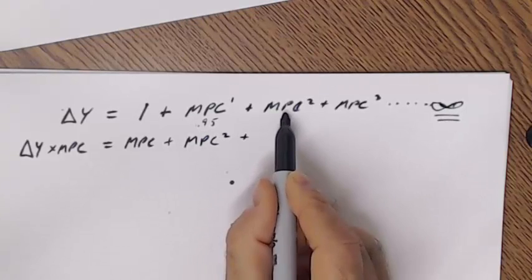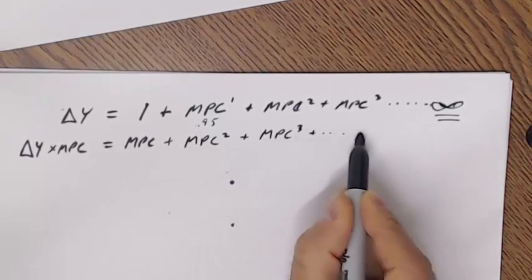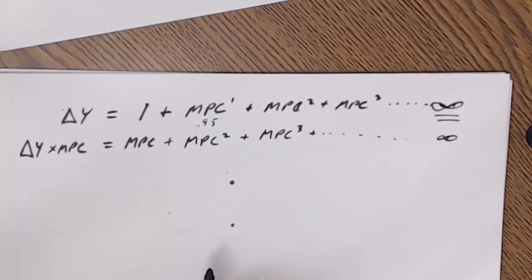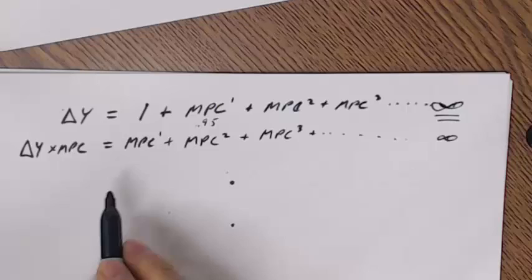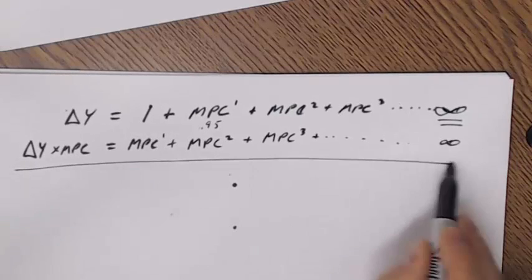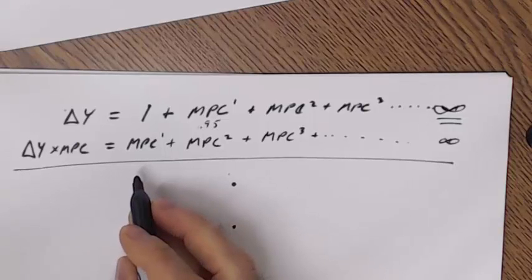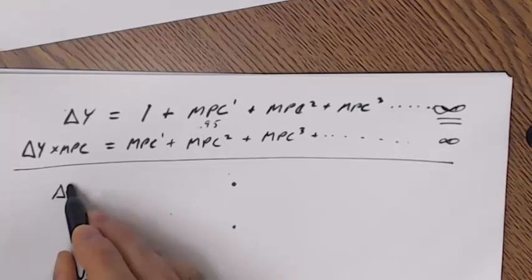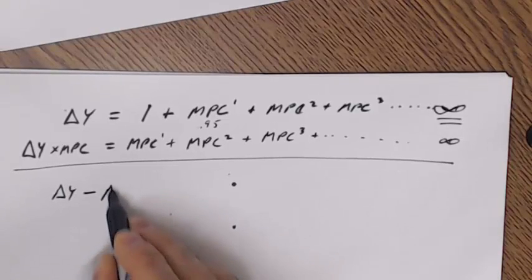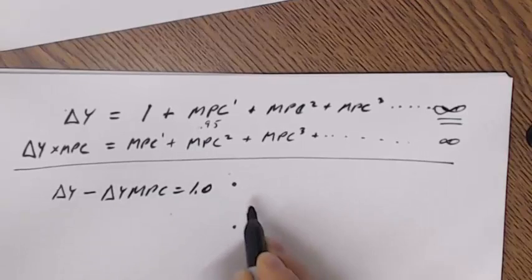And so this times MPC is MPC cubed, and so on, all the way to infinity. Okay, so this is to the 1 power, second, third, fourth. Now what I'm going to do is I'm simply going to subtract the two equations. When I subtract the two equations, I get this: delta y minus delta y MPC equals 1.